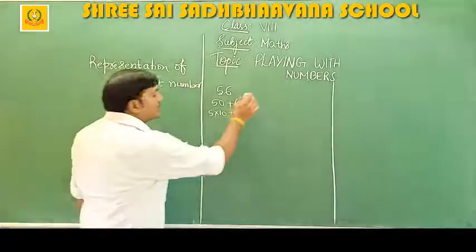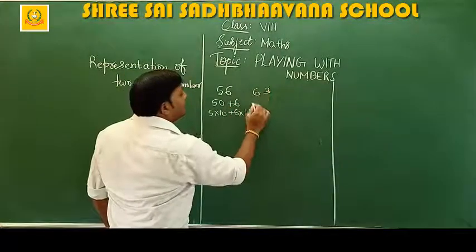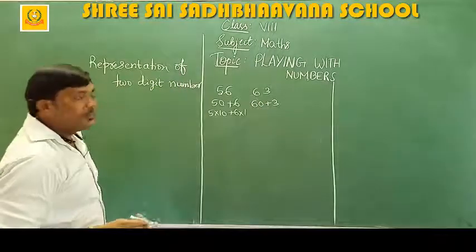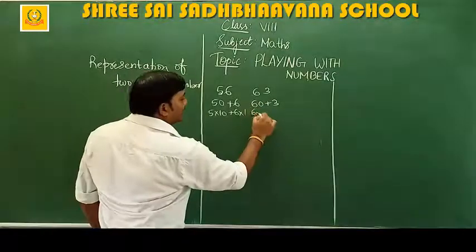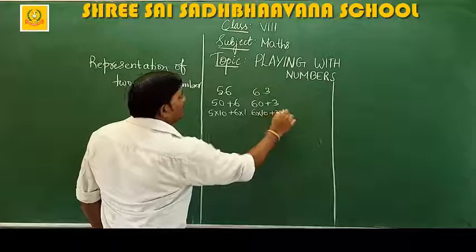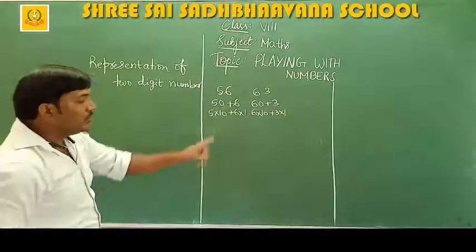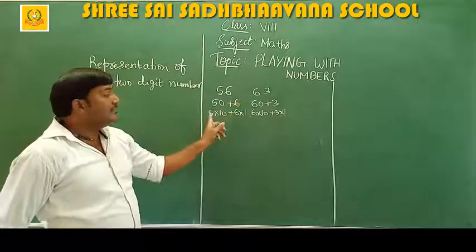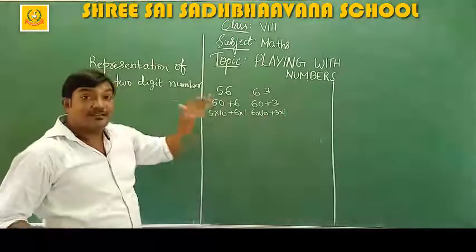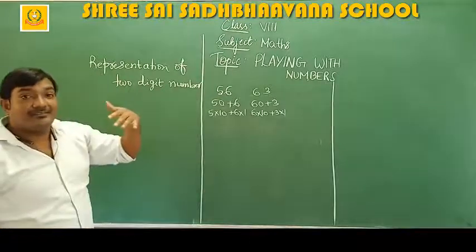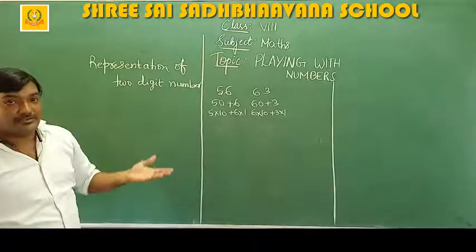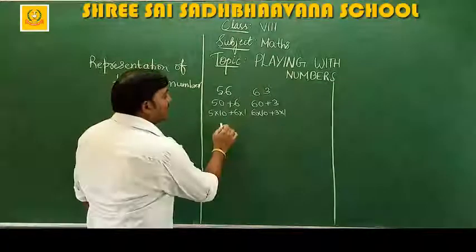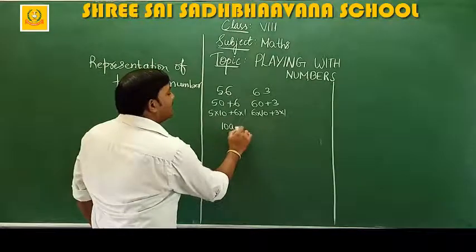Okay. And I'll take one more example, 63. 63 can be written as 60 plus 3. So 60 can be written as 6 into 10 plus 3 into 1. In these two cases you observe 10, 10, 1, 1. Only these digits are the variables. These are the only changing digits, whereas 10 and 1 are common in both. So in general, can I write it as 10a plus b?